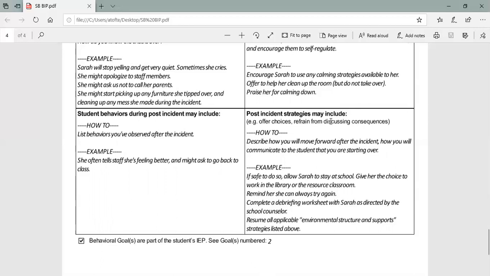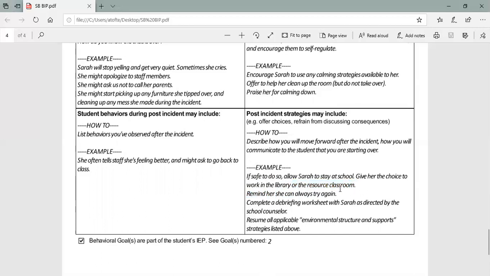So what do the staff do when Sarah does this? So Sarah says, I'm feeling better. I want to go back to class. Assuming we were able to keep her in school. This is a separate issue of if you hurt someone, you might be sent home. Let's assume it didn't get that extreme and she's able to go back to class. So what do we do? Well, again, if safe to do so, allow her to stay at school. It might not be safe. We might not be allowing her. Give her the choice to work in the library or the resource classroom. Maybe if it's not safe to have her back in her own classroom with her peers.